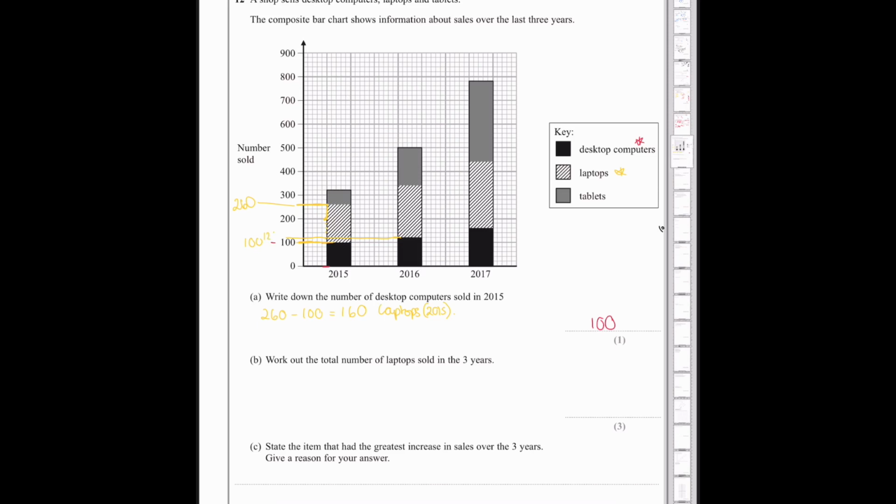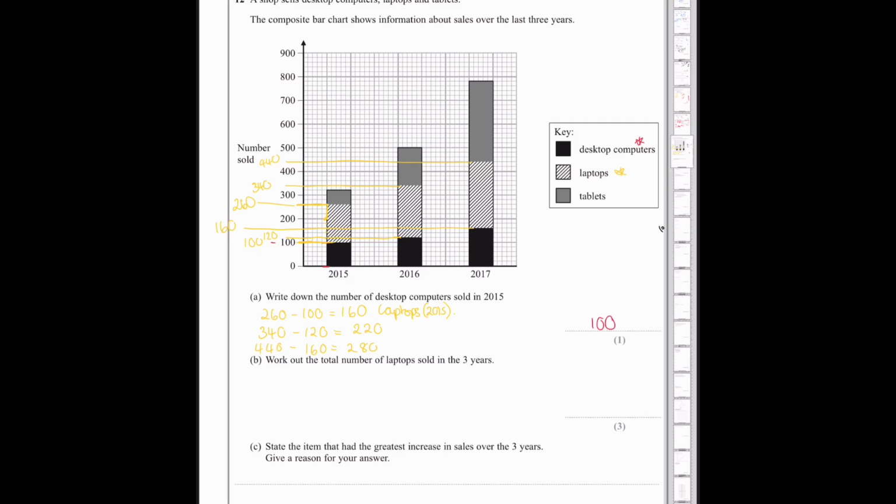And then if we look at 2016, it's from here, which is 120, to here, which is 340. So 340 minus 120 gives us 220 laptops. And finally, in 2017, it's from here, which is 160, I think, yeah, to here, which is 440. So we do 440 minus 160, which gives us 280 laptops.